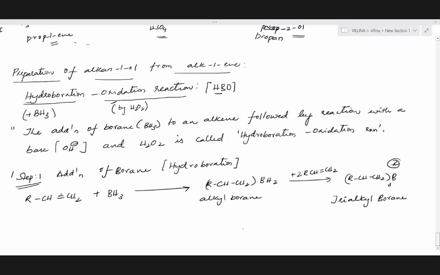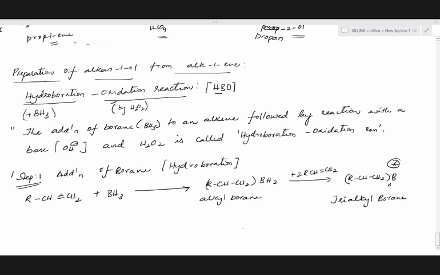This will be electron deficient. The pi bond is electron rich, right? So this pi bond will be broken and we will get alkyl borane, RCH CH2 BH2. Borane has a valency of 3, so we can add 2 more alkyl groups, RCH double bond CH2. At the end of the reaction we can get trialkyl borane.